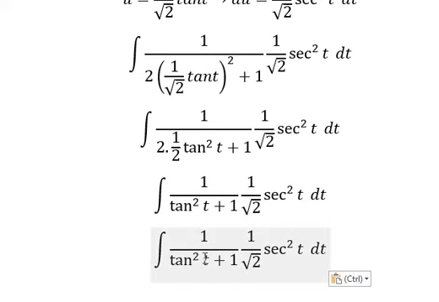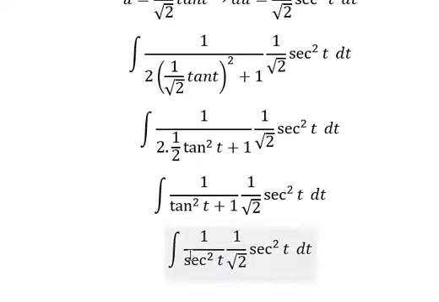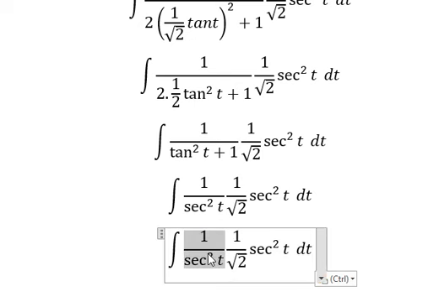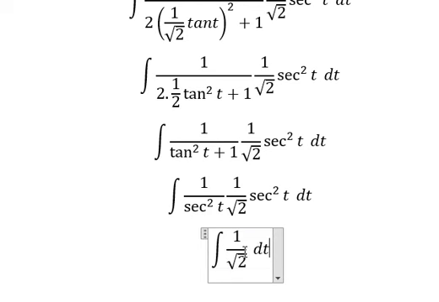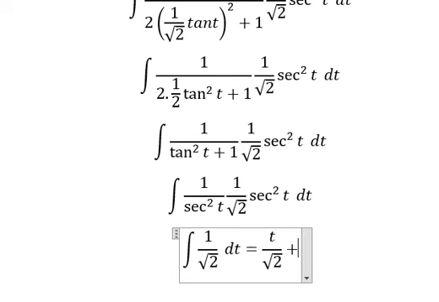And we know that tan t square plus 1 you will get secant of t square. Secant of t square is simplified by secant of t square. The integration of this one, you get t over the square root of number 2, and we put c.